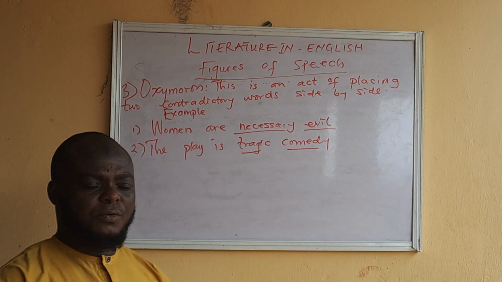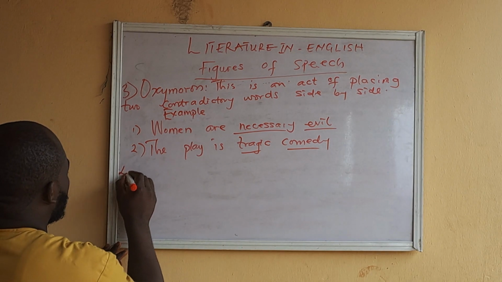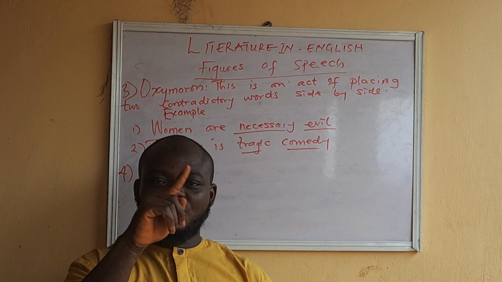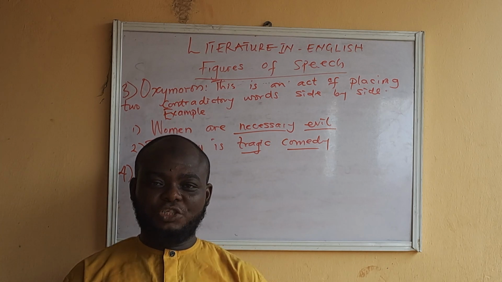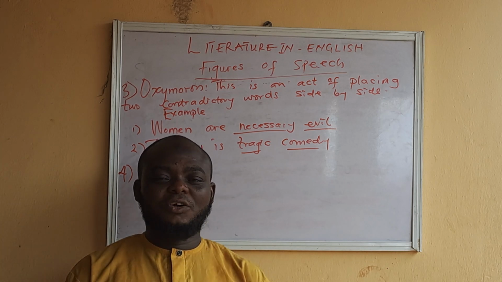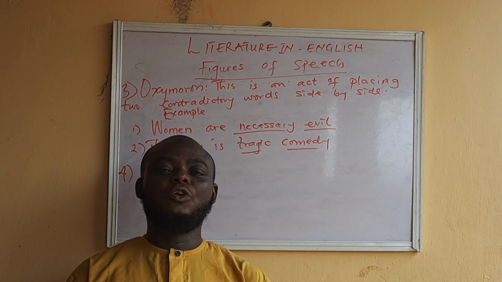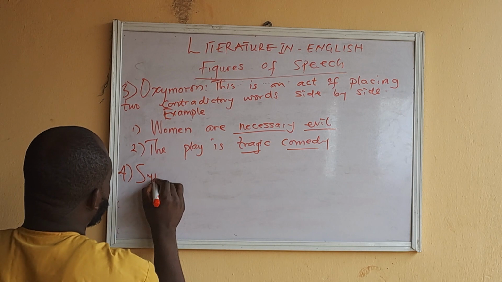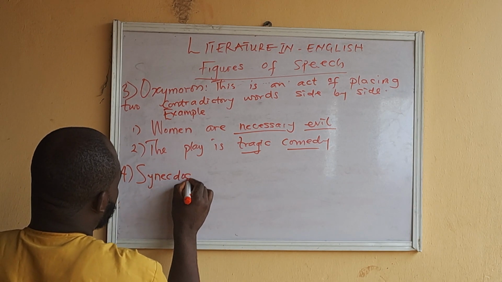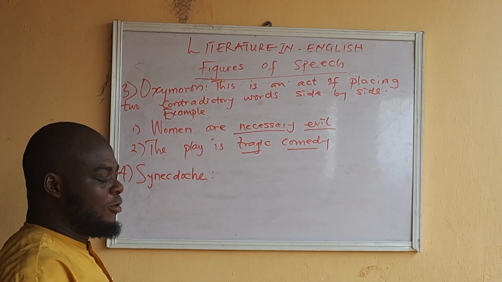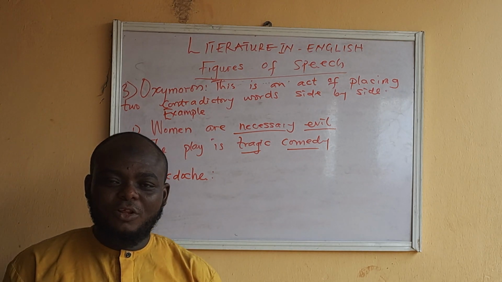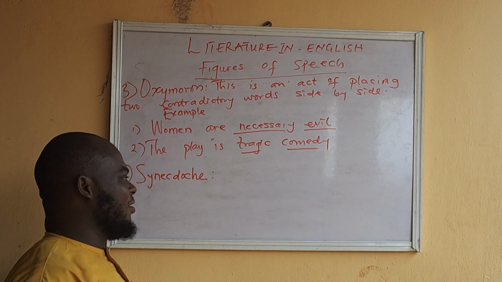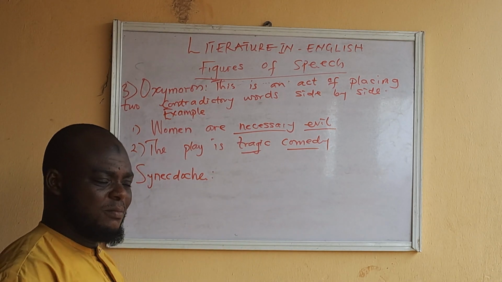Now we are moving to the fourth one, which is synecdoche. People do call it synecdoche. It is not synecdoche. The correct pronunciation is synecdoche. It looks like synecdoche, but not synecdoche. It is synecdoche. Now let's write the meaning before the explanation.